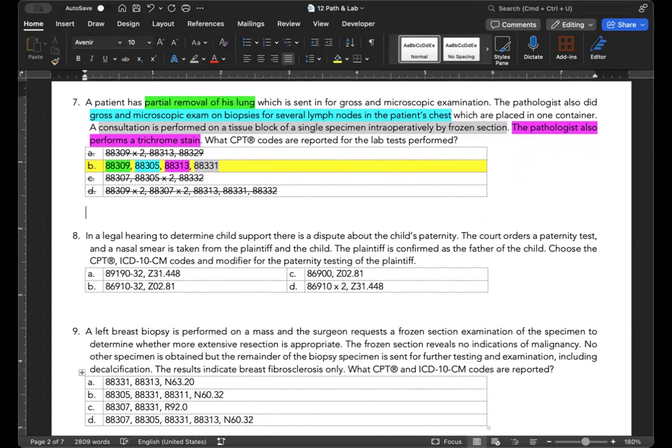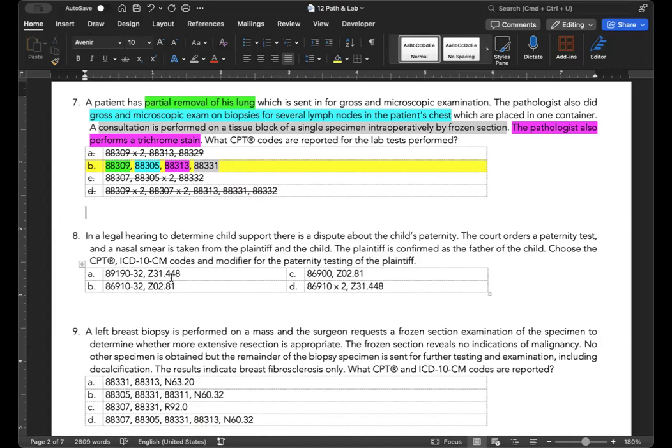Number 8, in a legal hearing to determine child support, there is a dispute about the child's paternity. The court orders a paternity test and a nasal smear is taken from the plaintiff and of the child. The plaintiff is confirmed as the father of the child. So we have to do ICD-10 and CPT for this one. I see 2 easy ways to rule out. You have 2 with the Z02.81 and 2 with the Z31.448.